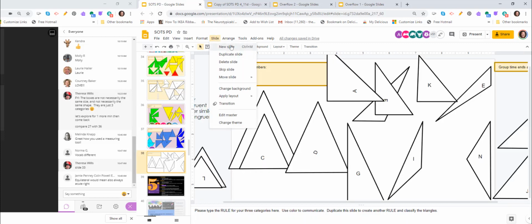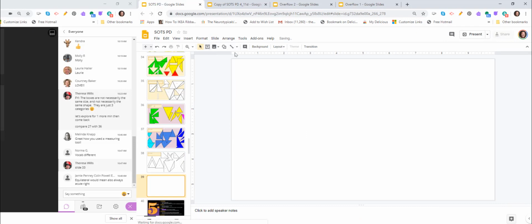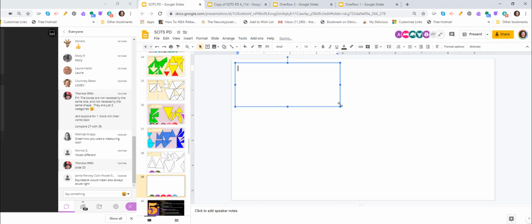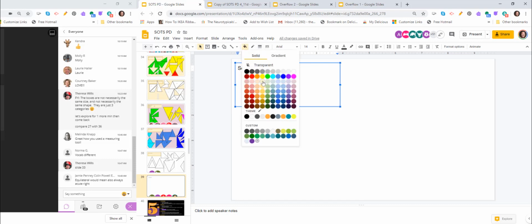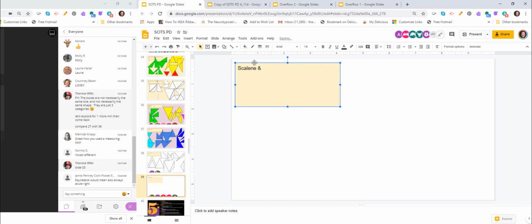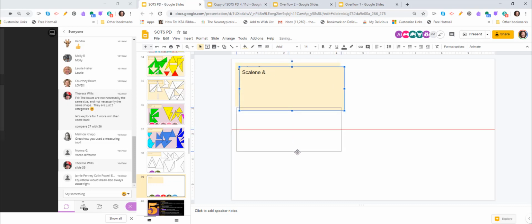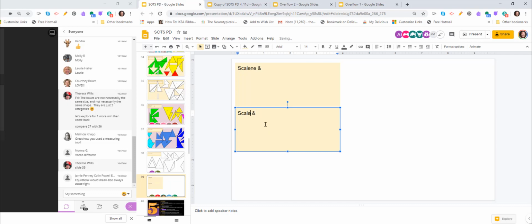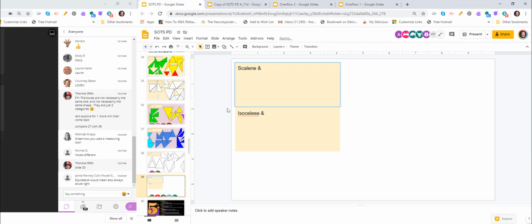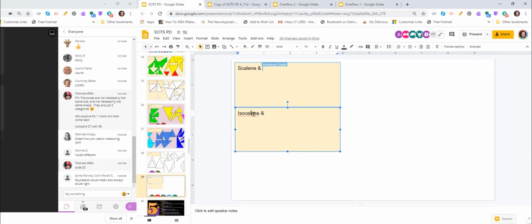I'm going to add a new slide. Slide 39. It is totally blank. And I'm going to ask some questions in slide 39. I'm going to ask, like, is it possible to be scalene and something else? And I'm going to let you all kind of fill these in. Is it possible to be isosceles and something else? I can never get the spelling of that one.